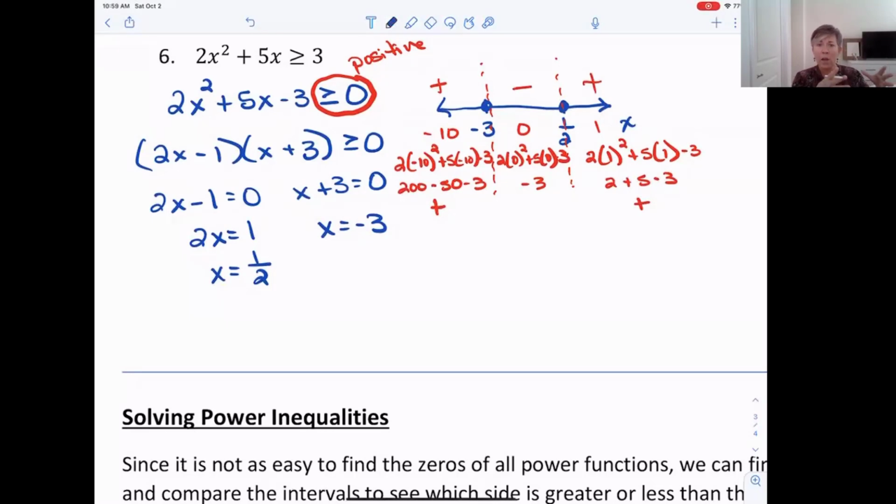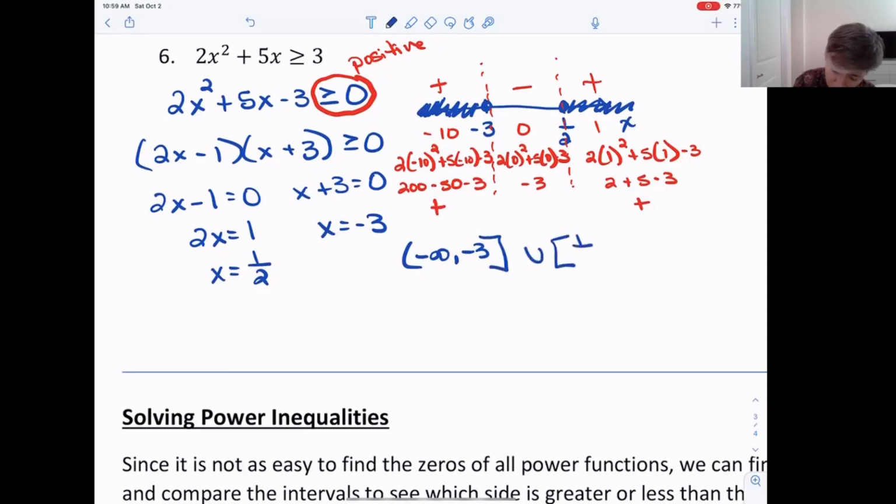Looking at where the values give us positives and negatives, and considering that we wanted to know where it was greater than or equal to 0, in other words, positives, this tells us where our intervals are. It's positive here, and it's positive here. So our solutions will be this first interval from -infinity to -3. Oops, it's greater than or equal to, so we're going to use the bracket. And the interval from 1/2 to infinity.